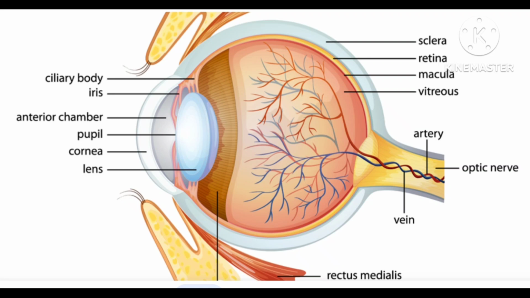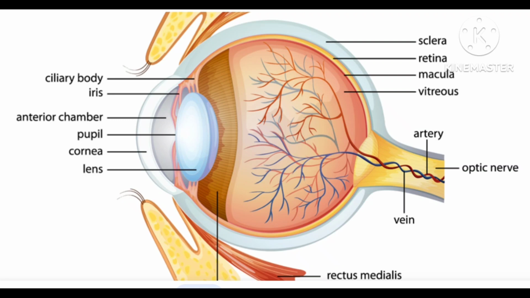And at the center of the retina we have a structure called the macula. And this macula is responsible for central vision. Due to aging, the macula can degenerate, and that will lead to loss of central vision. And the retina will continue towards the back of the eyeball, and it will join with a structure called the optic disc, and it will continue backwards as the optic nerve.